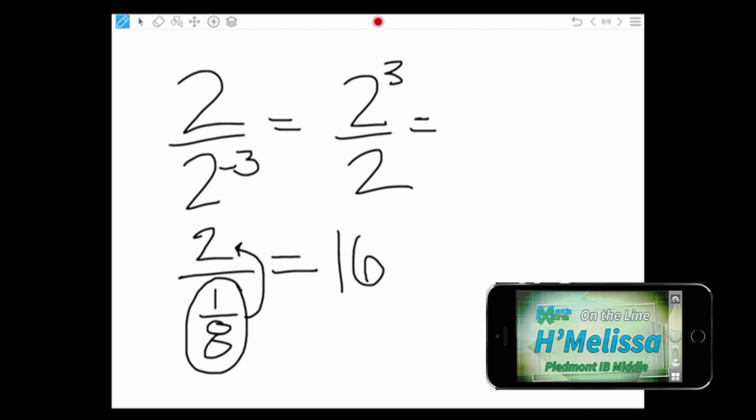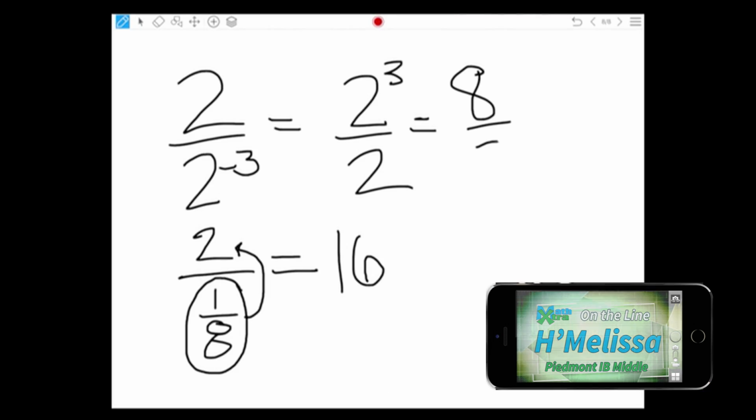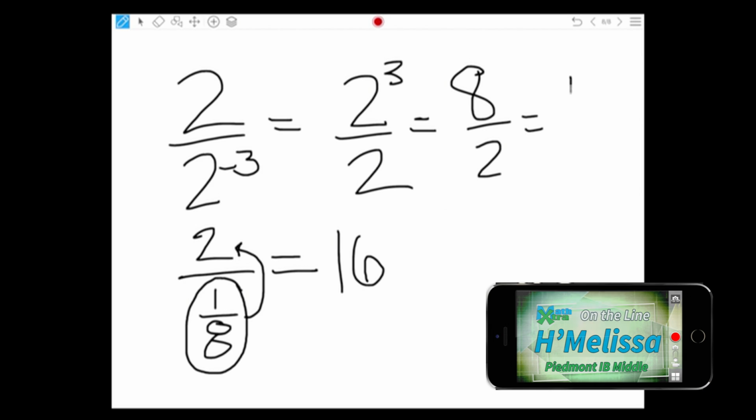2 to the third power. Okay, Melissa, 2 to the third power is 2 times 2 times 2. What is that? That is 8. And then 8 divided by 2 is going to give us what, Melissa? 4. That is not the same answer as 16, as it is really supposed to be.